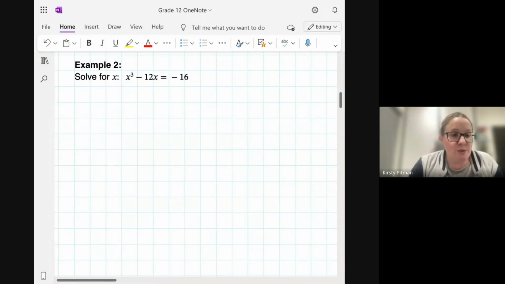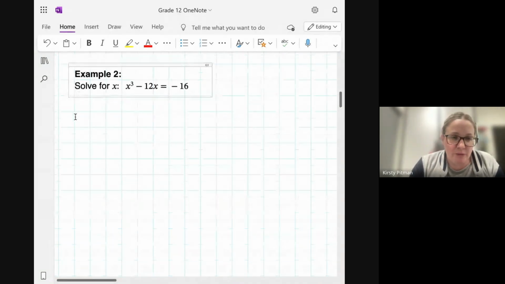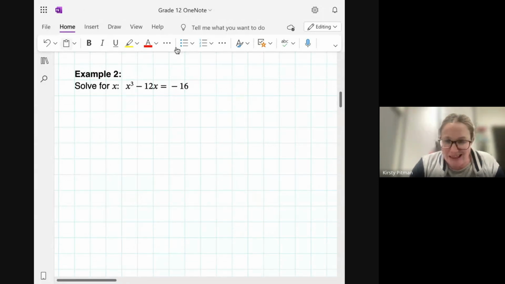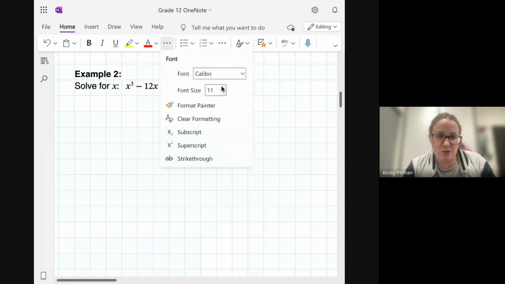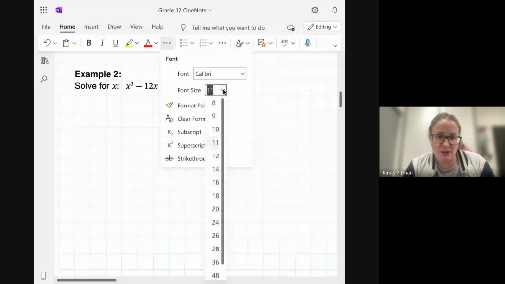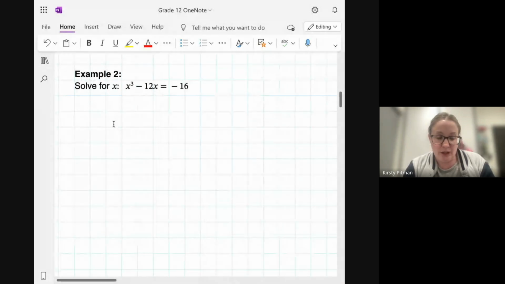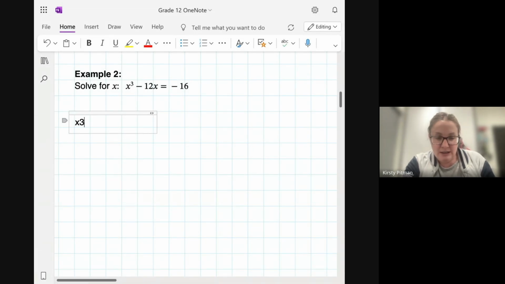Okay, so this one is a little bit trickier. Why is this one a little bit trickier? Because now I've got -16 on that side. Okay, so it does make it a little bit trickier. I'm not going to lie to you. It really does. So what are we going to say? We're going to do the following. I'm just going to make my writing a bit bigger here so you can see it nicely. I'm going to still have the same thing where I've got x to the power of 3.